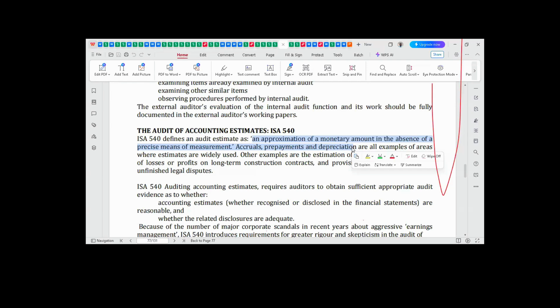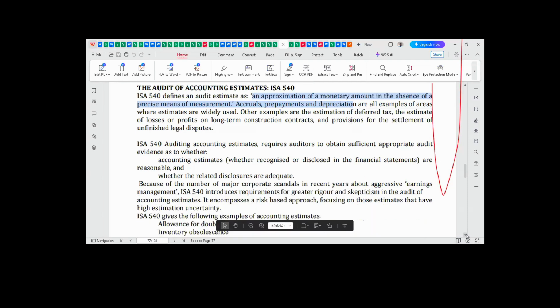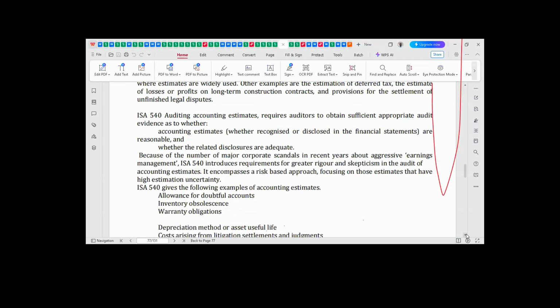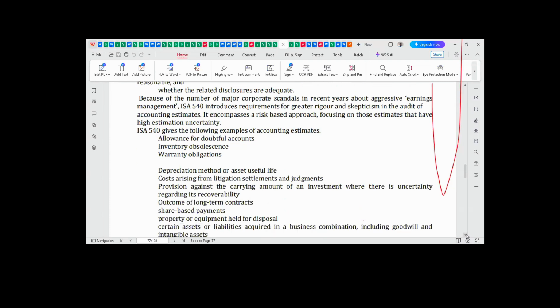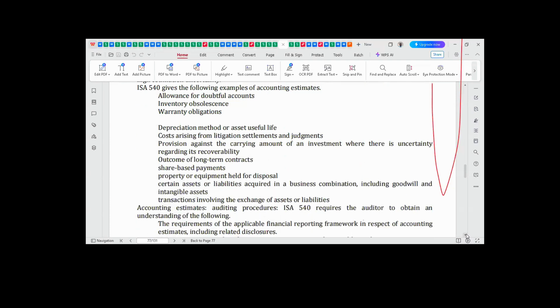You have to be sure that the assumptions are reasonable, and the estimates are also reasonable. Then you need to also be able to ask questions on how they arrive at those assumptions. From there, you'll be able to know whether those assumptions are actually reasonable or they are not realistic. You're able to know from the discussions you have with the management.